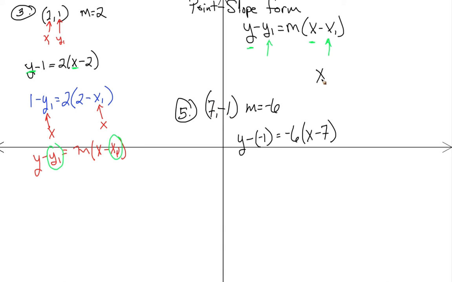Remember, x sub 1 and y sub 1 are very specific points that are being given to you. Just to clean this up a little bit more, here I have a y minus a negative, so I can just say y plus 1 equals negative 6 times x minus 7, and there's not much to do here. It's already pretty clean, and I can leave it just like that. So that's 3 and 5. And I think working out these two problems should help you in working out 4, 6, 8, and 10.